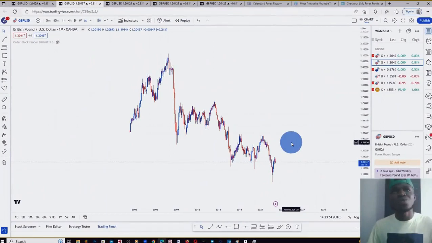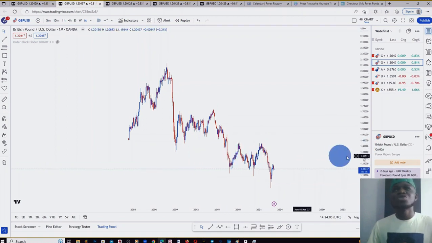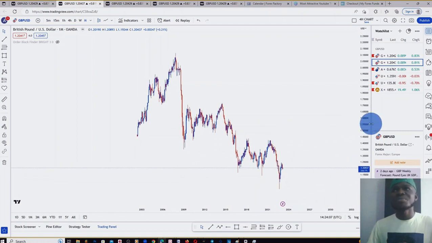Let's go guys. As a price action trader, one of the best ways to understand the overview of the market is top-down analysis. As a good trader, you should be able to analyze your market to understand the direction of the market from the higher time frame. This is pounds against US dollar monthly time frame.